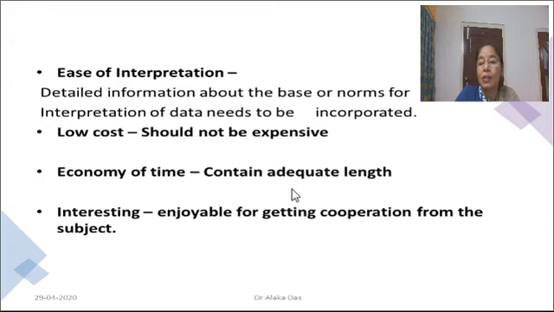So it needs to be adequate in length, and it also needs to be appealing for the students. It needs to be enjoyable for getting cooperation from the subject. As you have found in your laboratory practical, if it is personality testing, then the students get more interested, or imagination, the students get more interested. So the tool must be appealing and interesting for the students, so that the researcher can procure the required cooperation from the respondee.